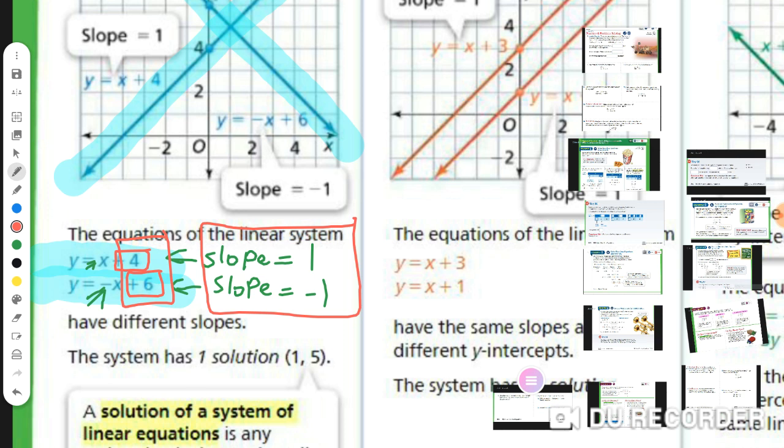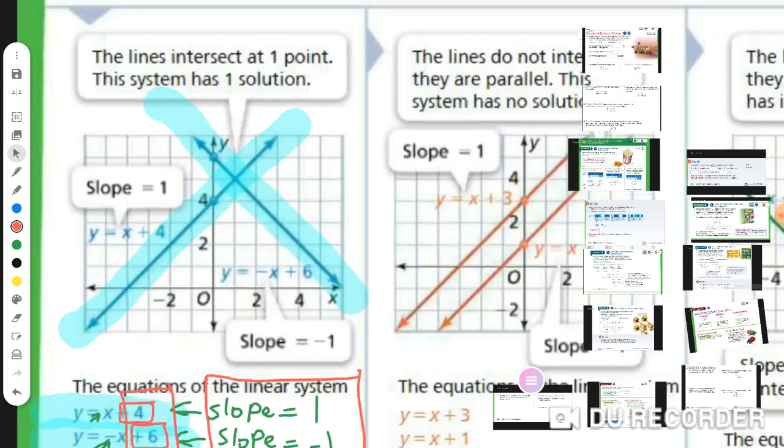So if I find different slopes and different y-intercepts, I have one solution. This is the first rule. As you see here in the graph, the two lines intersect at one point. This point is the solution. Here x equals 1 and y equals 5, so the solution is (1, 5). I can get the answer from the graph. Okay, what about the second one?